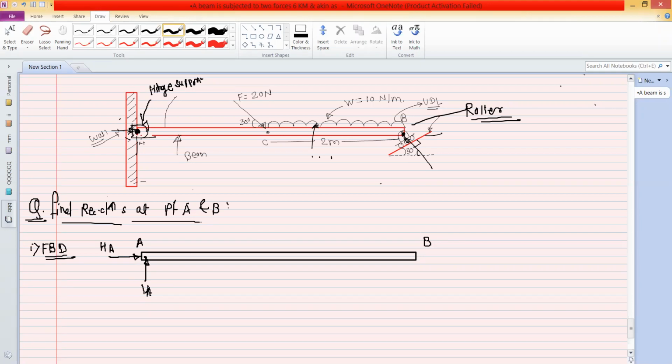Then at point B, there is a roller support, and this roller is mounted on an inclined surface having an angle of 30 degrees. So draw the perpendicular to this inclined surface. This is the reaction at point B, that is the reaction RB. The angle of this reaction RB with respect to the x-axis will be 60 degrees, because this angle is 30 degrees for the inclined surface, and this is perpendicular, so the remaining angle will be 90 minus 30, that is 60 degrees.